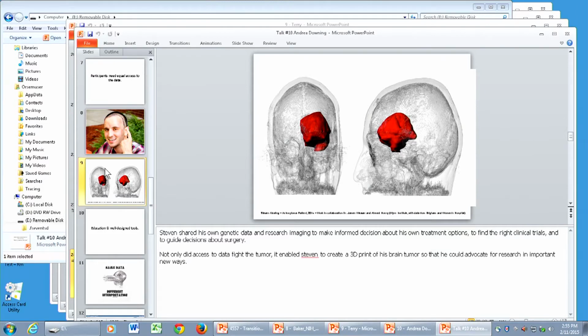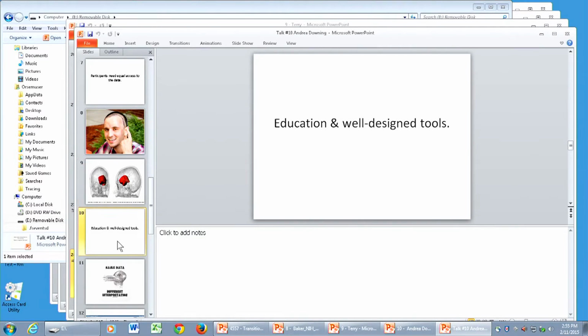Here is an example of a person who we can learn from here. This is Stephen Keating. He is a PhD student at MIT. And he, through a participant study of his own brain, was able to find through a scan that he actually had a 12-centimeter brain tumor because the results were shared back with him. He used that data and outsourced it to be able to make informed decisions about his own treatment options and to find the right clinical trials for him.